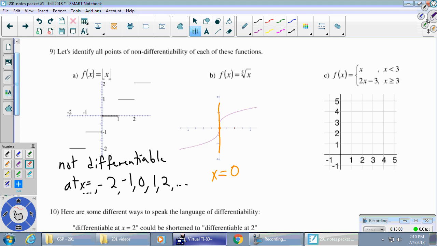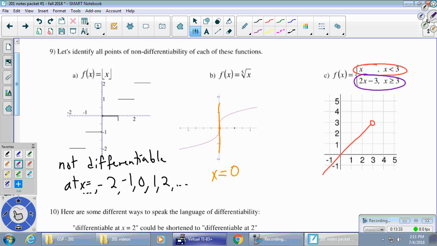So it's a piecewise function. We'll graph the top one first. It's x when x is less than 3. So I know that the y equals x line is this 45-degree diagonal line, but it stops right before it gets to x equals 3. I guess I should say right at x equals 3, but there's a hole there. And then we'll draw the other part in purple. 2x minus 3 when x is at least 3.